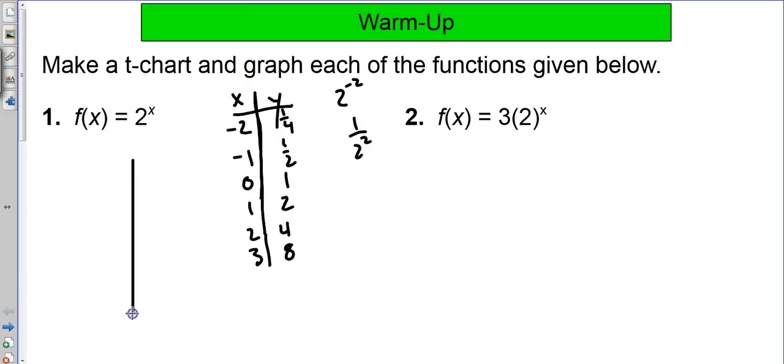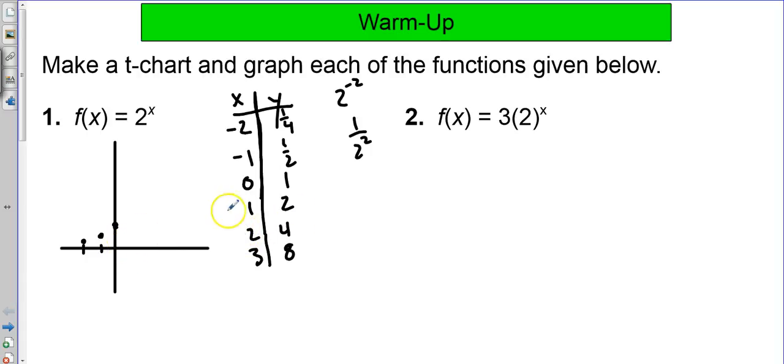So I'll plot my axes here. And let's go ahead and plot some points. So we've got -2. It's going to be right here, and we said it's just above the x-axis, so we're looking at 1/4 there. When we go to -1, it increases a little bit. 0 goes to 1. 1 goes to 2. 2 goes to 4. Looks something like this. And then at 3, we're going to jump up to 8.